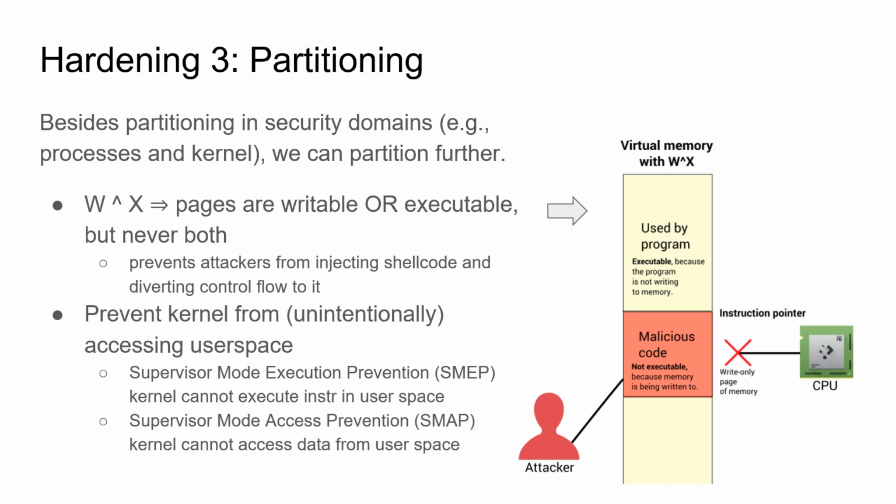is in user space. And this is known as supervisor mode execution prevention, SMEP, and supervisor mode access prevention, SMAP. Okay, SMEP and SMAP. So the kernel cannot execute instructions in user space, or the kernel cannot access data from user space. And this is, like I said, related to real attacks that are prevented in this way. If you want to know more about this, have a look at the documentation for SMEP and SMAP.